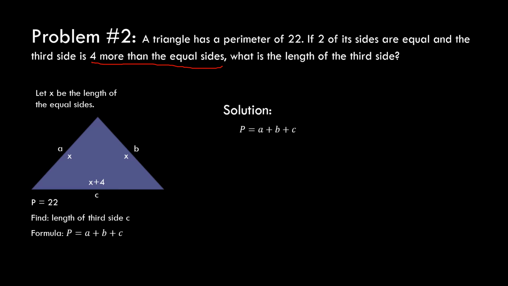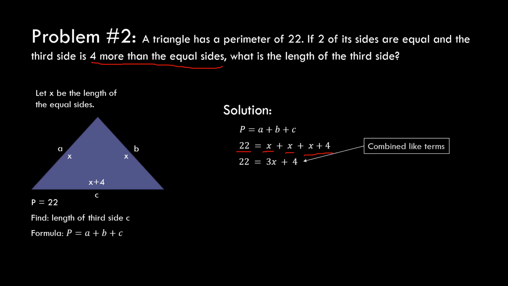As usual, we are going to copy first the formula, and then we are going to substitute the given, which is P is equal to 22, A is x, B is also x, and C is x plus 4. After that, we are going to combine like terms. Since there are 3 x's, it's going to be 3x plus 4. After that, we are going to transpose positive 4 to the right side so that we can isolate 3x on the left side. So positive 4, when transposed, becomes negative 4. So 22 minus 4 is 18.